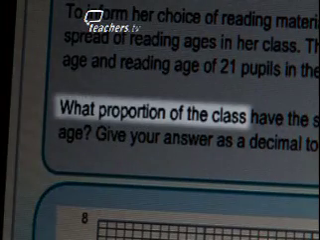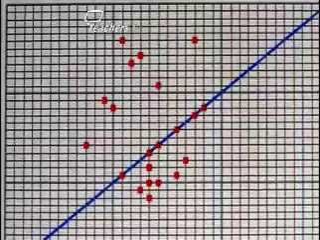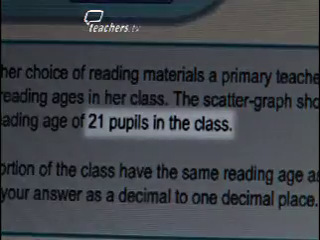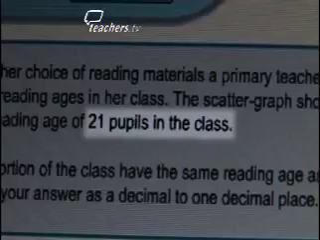But this is not the answer. Let's look at the question. It says, what proportion of the class have the same reading age as their actual age? So we now need to know how many pupils there are in the class as a whole. Do we count up all the points on the scatter graph? Maybe we should read the question again at this point. It says, the scatter graph shows the actual age and reading age of 21 pupils in the class. So we're being told there are 21 pupils in the class.